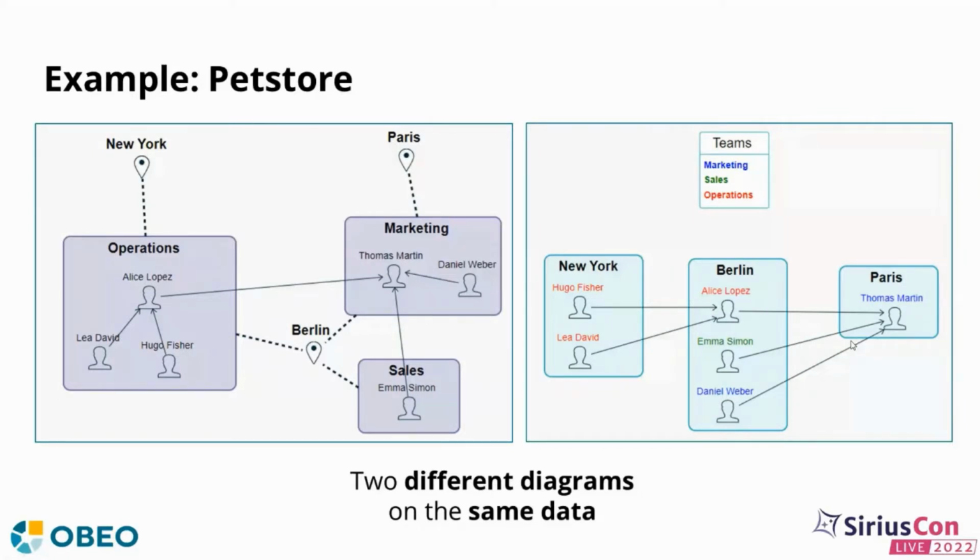So these two diagrams are just two alternatives of the same data, and it allows to understand the organization of the company according to different viewpoints.